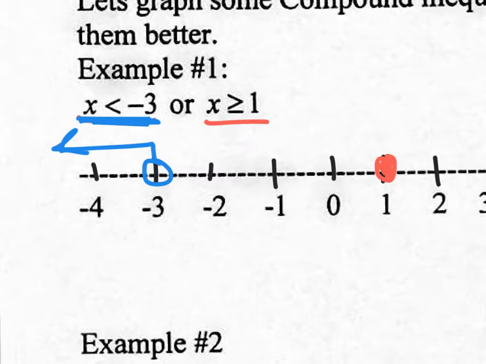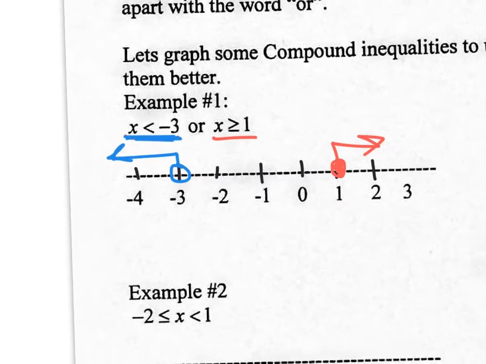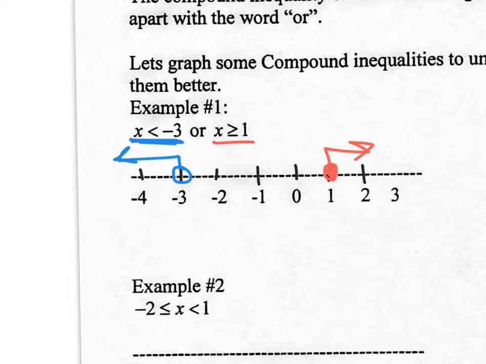Okay. Now, again, what does it say? It says x is what compared to 1? X is greater than 1. So greater than, does it go to the left or to the right? To the right. And ladies and gentlemen, we have graphed our compound inequality. It's really just putting both graphs on the same number line. Any questions? Let's look at this next example.